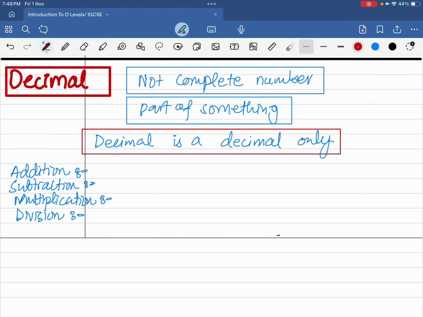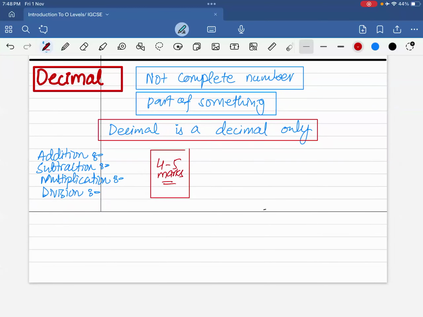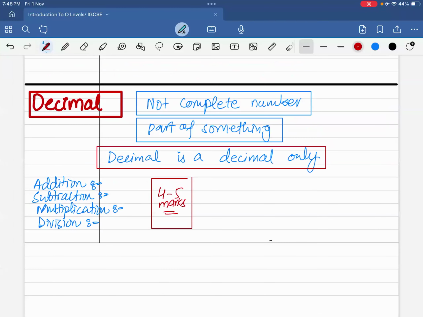Beta, we are going to understand one by one. These are very important and will give you 4 to 5 marks in the paper if you understand this topic: how to add a decimal with a decimal, how to subtract a decimal with a decimal, how to multiply a decimal with a decimal, and how to divide a decimal with a decimal. Inshallah, we will be doing this on Monday.